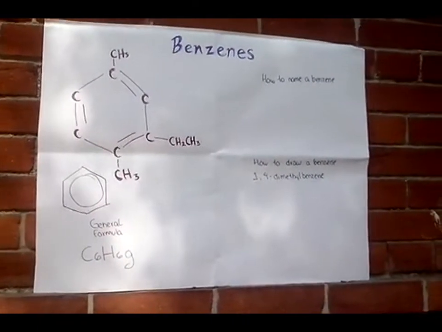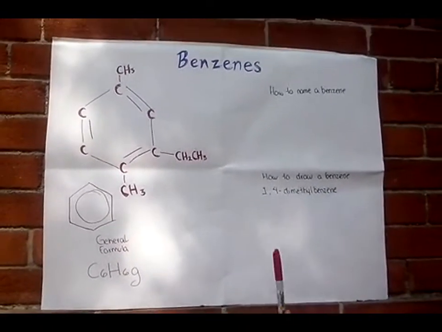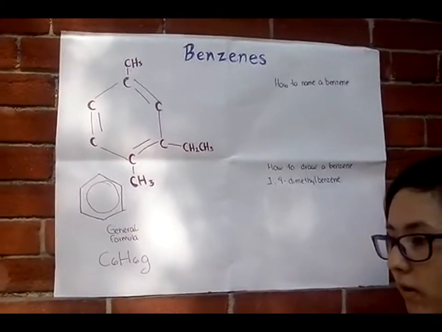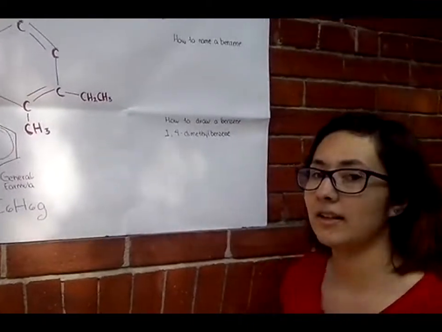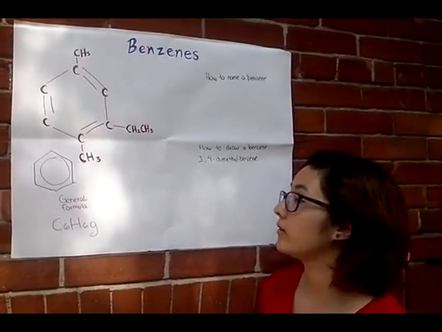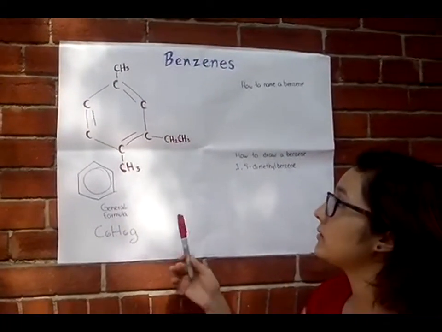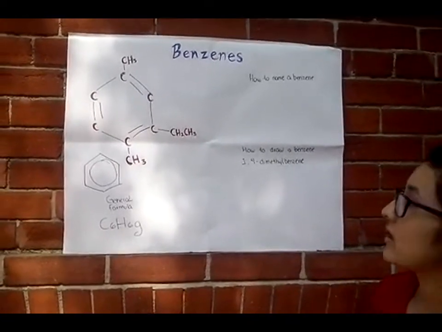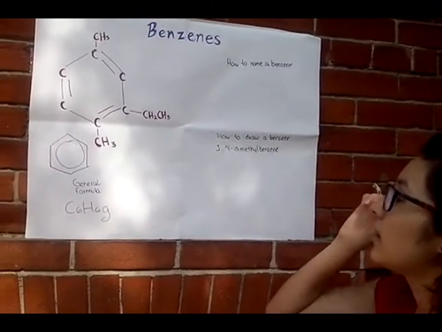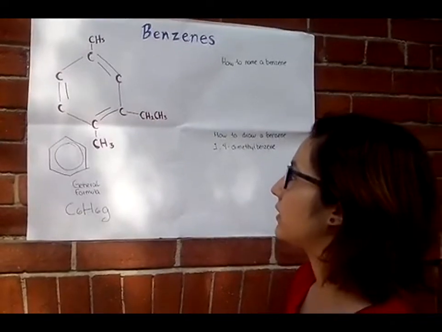And how to name benzene? First of all, benzene has 6 carbons, so it would always be a hexane. But we don't write hexane because it's a benzene. Instead, we just add benzene. Then we have to look for the alkyl groups. In this case, we have CH3, that is a methyl group, and ethyl, CH2CH3. However, we have to name them in alphabetical order. In this case, the ethyl group will come first.